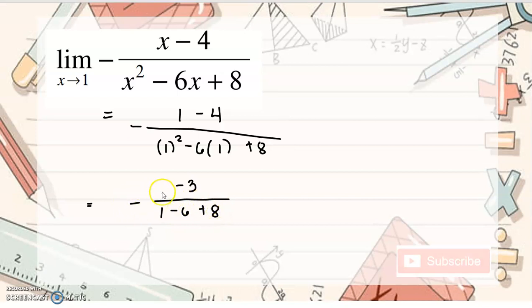So since this is negative and this is negative also, we can just rewrite this as positive 3 over the simplified form of your denominator, which would be 1 minus 6, that is negative 5. Negative 5 plus 8, that is positive 3. And 3 over 3 is equal to 1. Meaning, the limit of negative x minus 4 over x squared minus 6x plus 8 as x approaches 1 is defined as positive 1. Let's proceed with your fourth example.